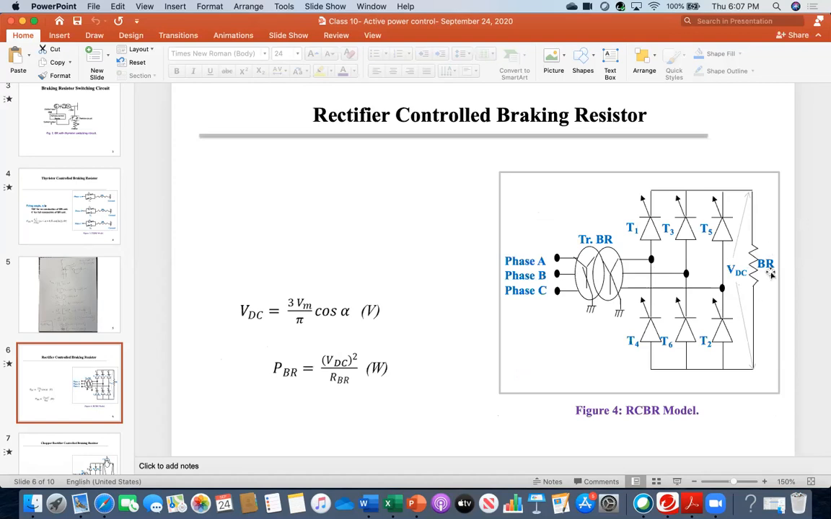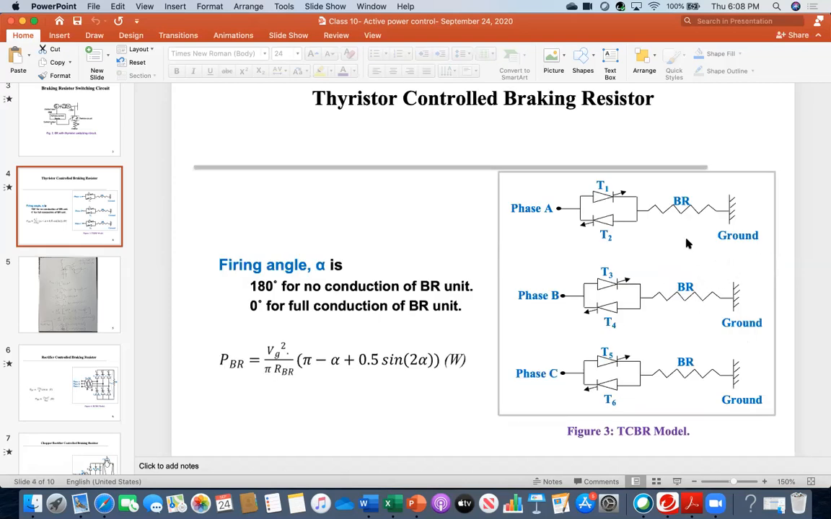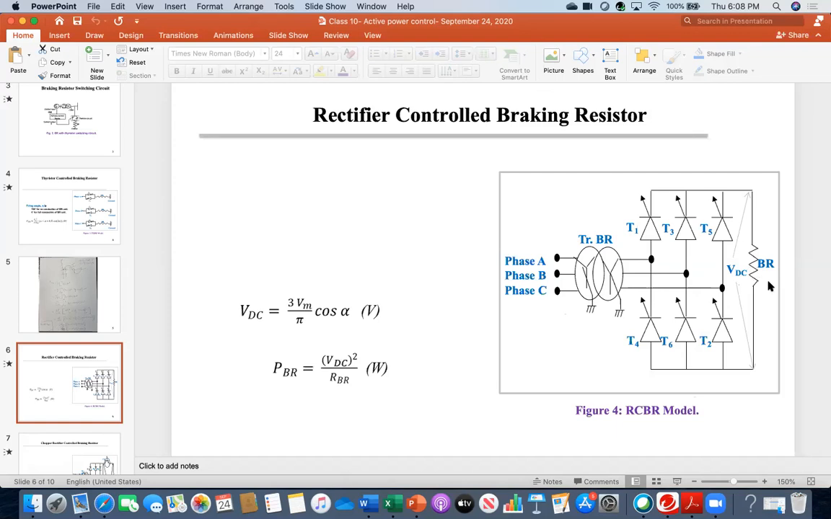So what is the advantage of this system? You are able to use only one braking resistor. Of course, you have to design it properly so that it works for all types of faults or all types of disturbances. But what is the benefit of this approach? Definitely you are saving the cost. Now you may argue that, okay, I have three different phases, so probably the size of this one is much smaller than a single one. That may be true.